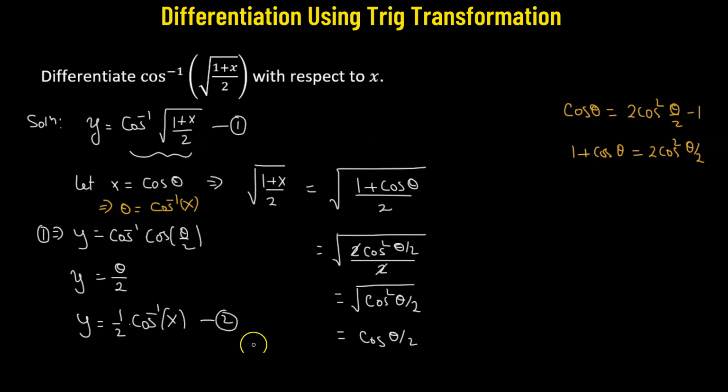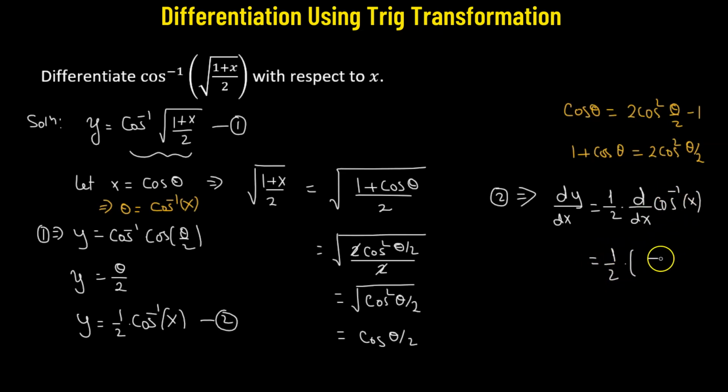So we will take the derivative on both sides of equation number 2 with respect to x. That means we have the derivative of y with respect to x equal to half, which is a constant, multiplied by the derivative with respect to x of cosine inverse of x. Right. So this will be equal to half times the derivative of the inverse cosine function. That's a standard form: negative 1 over the square root of 1 minus x squared. Now finally, we can say that the derivative of y with respect to x will be equal to negative 1 divided by 2 times the square root of 1 minus x squared. This is the final value.